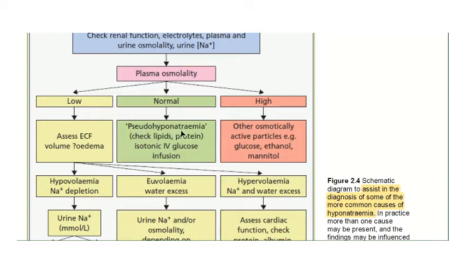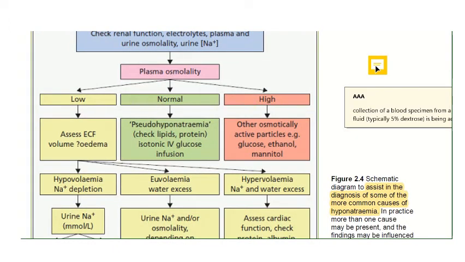فأخذنا موضوع السيدو هايبونايتريميا اللي قلنا احتمال بسبب الليبيدز، زيادة بالليبيدز أو البروتين، فشك ليبيدز وبروتين بالبلازما، أو في حالة كسر artifact هنا، isotonic IV glucose infusion، إذا قلنا the blood specimen collected from a vein close to a site which fluid مثلا، قلنا typically 5% dextrose مثلا is being administered intravenously.